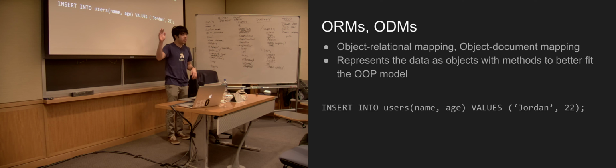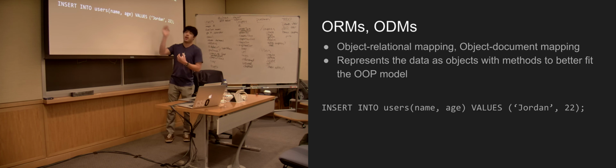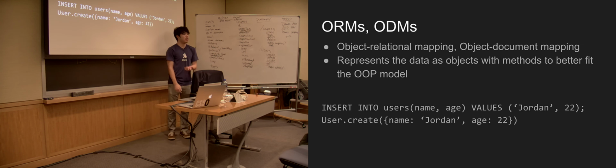So who has used SQL before? Almost all of you. So does everybody know what this means? Insert into our users database in the columns name and age, values Jordan and 22. If you are new to computer science, this might be a little bit scary. Writing SQL is really scary for people the first time. But something like this is a lot easier: User.create, name Jordan, age 22. This is an example of, I think it's called Sequelize, which is an ORM for SQL that allows you to use it in Node.js. Things like this allow you to use what looks like normal JavaScript, rather than writing SQL yourself.